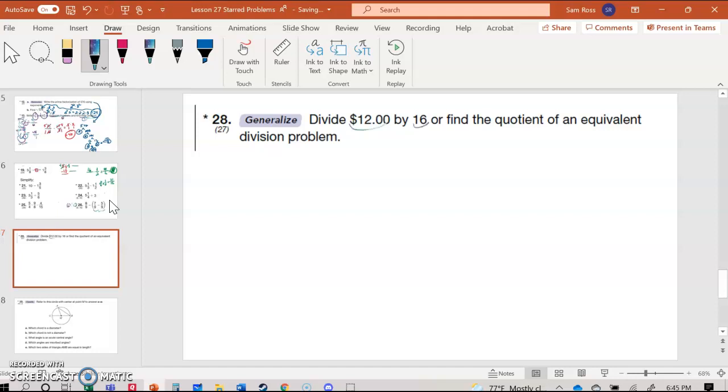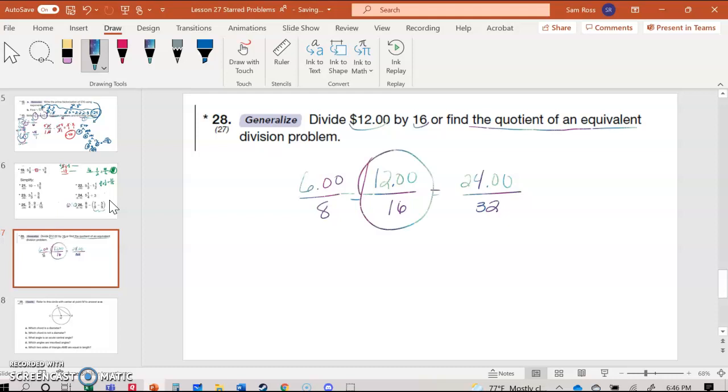28. Divide 12 by 16 or find the quotient of an equivalent division problem. So 12 over 16. If I double it, that's 24 over 32. If I cut it in half, it's 6 over 8. Why don't I just do this problem right here? So 16 into 12. I'm going to use my handy dandy calculator, and I get 0.75. Not sure exactly what they want us to come up with there. I'm just going to divide it.